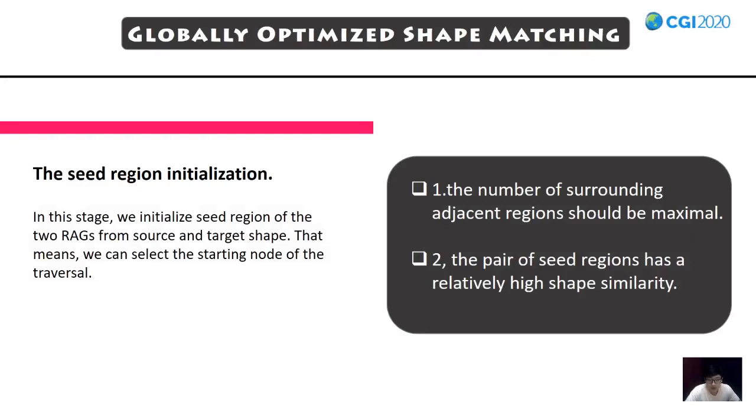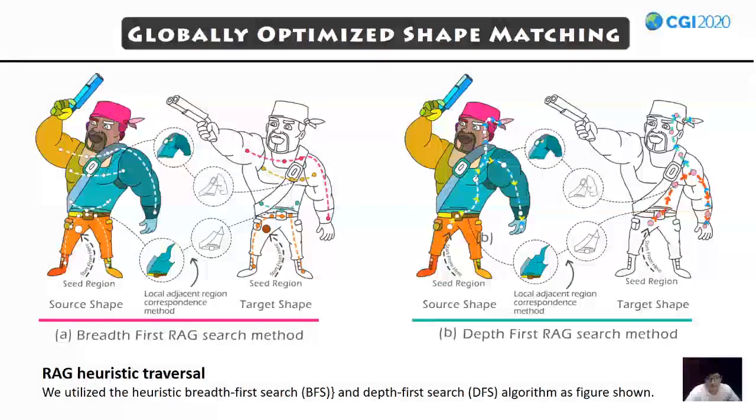Assume we have two RAGs from source and target shapes first. We will find the seed regions of them. That means we will select the starting node of the traversal. Note that the selection of seed regions will directly affect the accuracy and the efficiency of the algorithm. So the seed region should meet some conditions. Then after the seed regions are formed, we begin the traversals of the two RAGs.